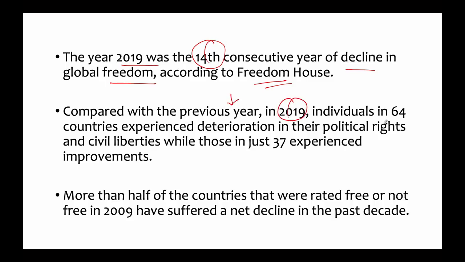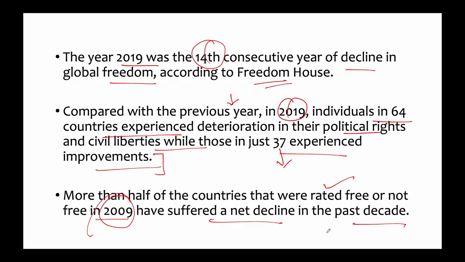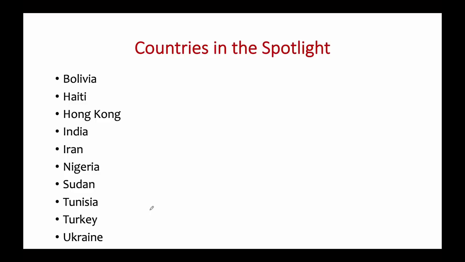In 2019, individuals in 64 countries experienced deterioration in their political rights and civil liberties, while those in just 37 experienced improvement. So there are 37 countries which have experienced improvements, but more than half of the countries that were rated free in 2009 have suffered a net decline in the past decade. Okay, so this should be 2019. Here many countries were in the spotlight. I'll just talk about India here, what they say.